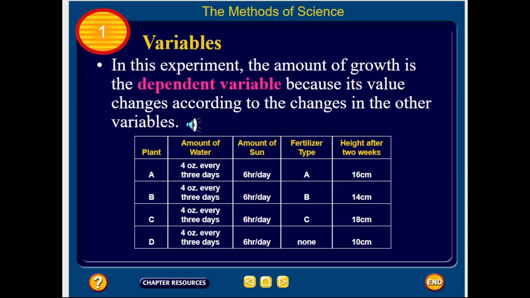In this experiment, the amount of growth for each plant is the dependent variable because its value changes according to the changes in other variables. The dependent variable is what you measure in your results. It's what you measure throughout the experiment. You don't know the value for the dependent variable until your experiment is through.